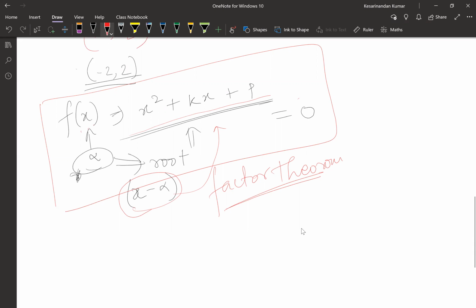So let's put a test then. Let's say I give you the equation 3x square plus 9x plus 15. Find the remainder when it is divided by 3x plus 1.